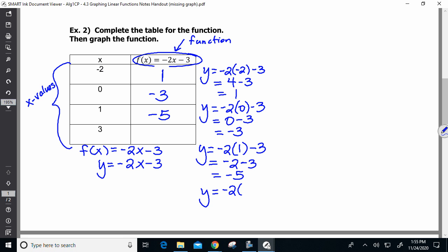Lastly, put in the 3. So, plug in 3, what do we get? Negative 9. Negative 2 times 3, negative 6. Negative 6 minus 3, negative 9.